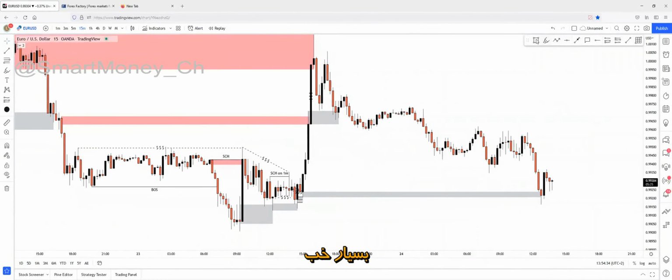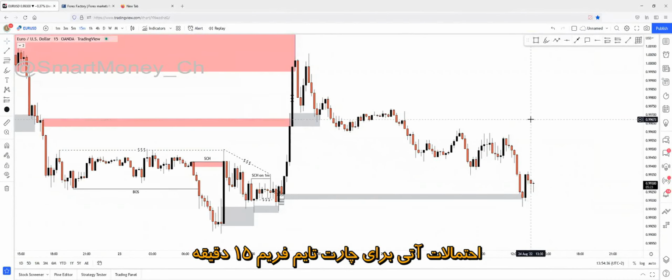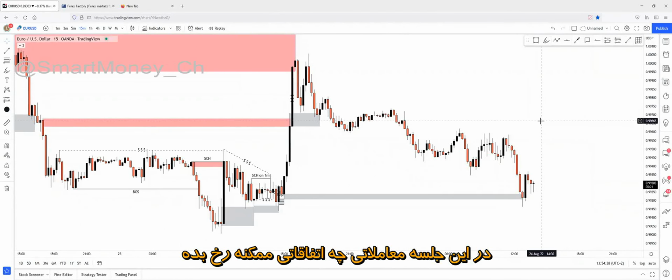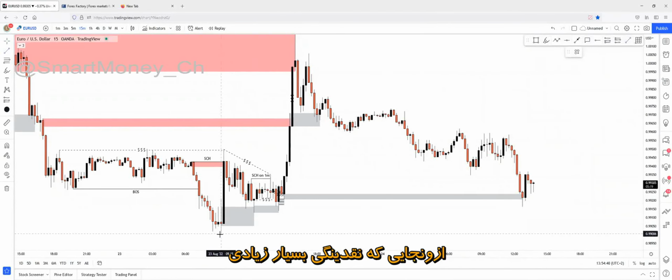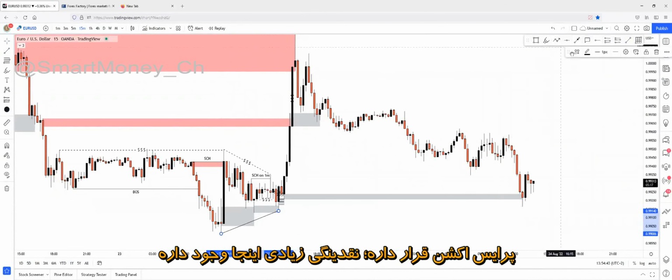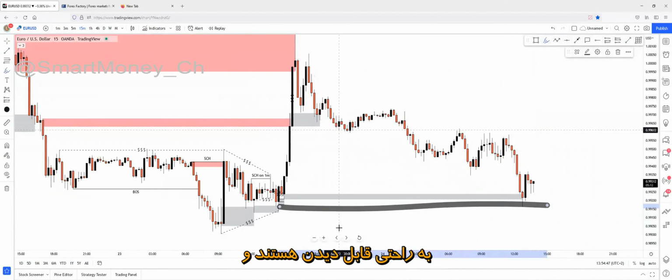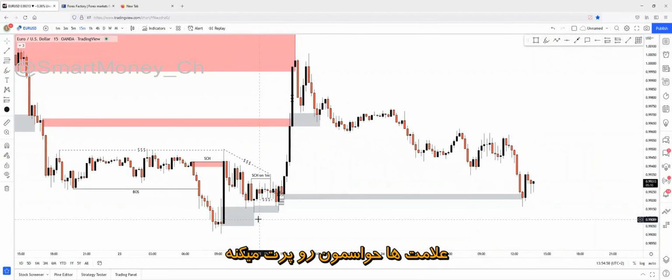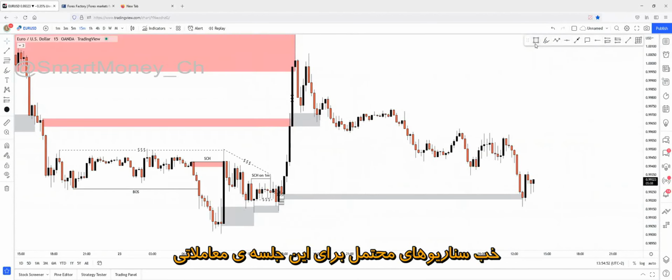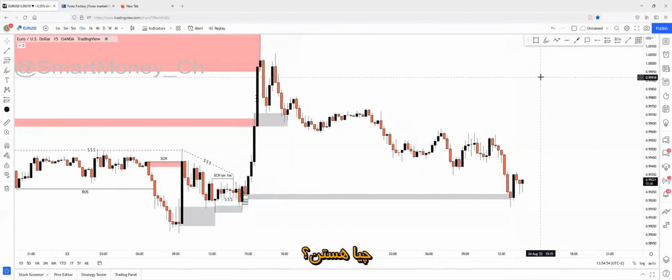Okay, so upcoming possibilities for the 15-minute chart. What could happen in this session? Since there's lots of liquidity below this demand zone and below this price action, lots of liquidity here, lots of liquidity here. I won't even mark it because we can simply see it and it just distracts us. What could be the possible scenario for this session?